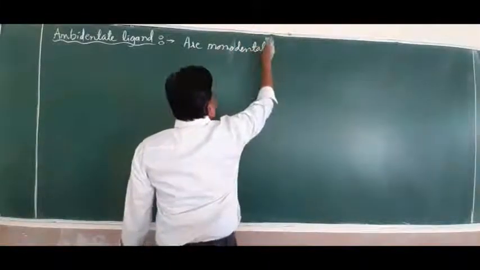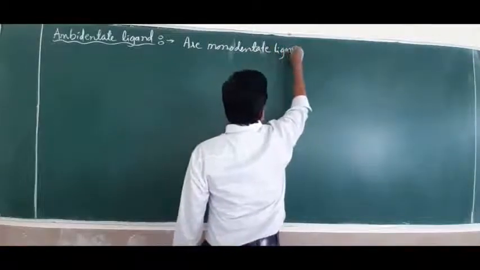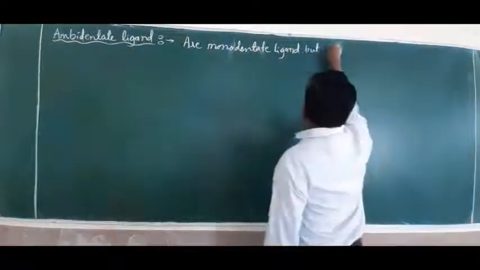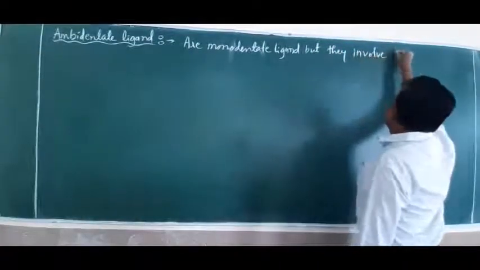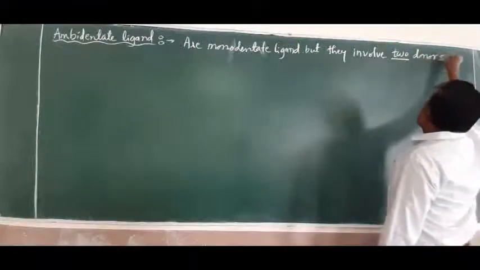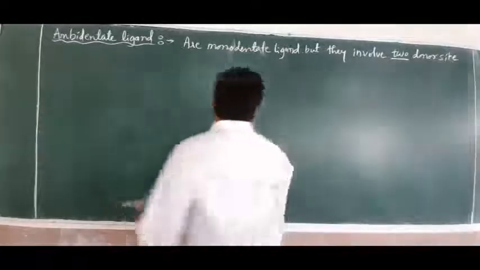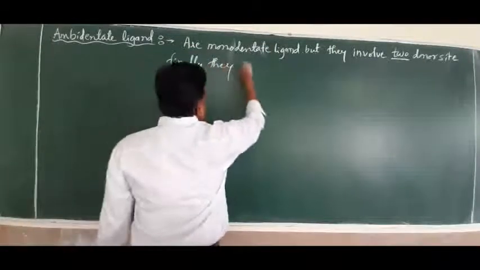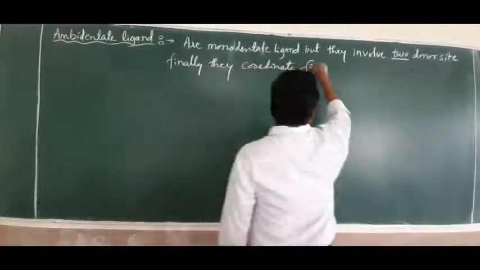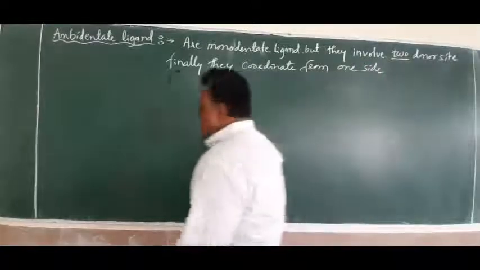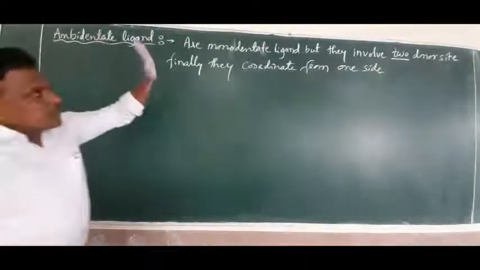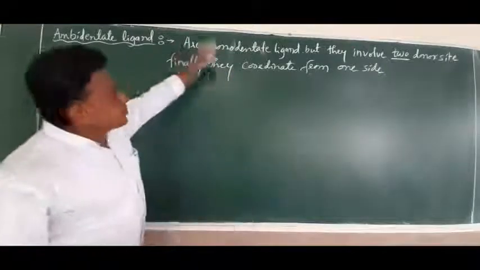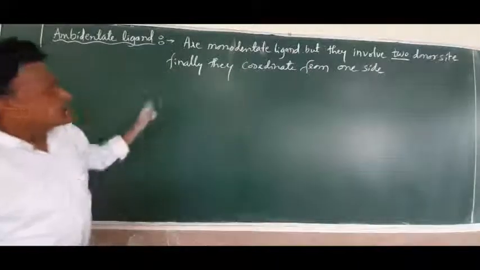Ambidentate ligands are monodentate ligands, but they involve two donor sites. Finally, they coordinate from one side. If you understood, ambidentate ligands are monodentate ligands, but they have two donor sites, and in the end they coordinate from only one side.